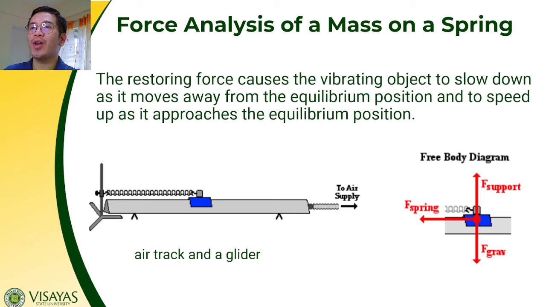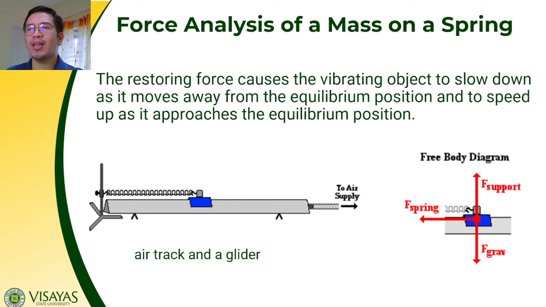So earlier, we learned that an object that is vibrating is acted upon by a restoring force. The restoring force causes the vibrating object to slow down as it moves away from the equilibrium position and to speed up as it approaches the equilibrium position. So it is this restoring force which is responsible for the vibration. So what is the restoring force for a mass on a spring?